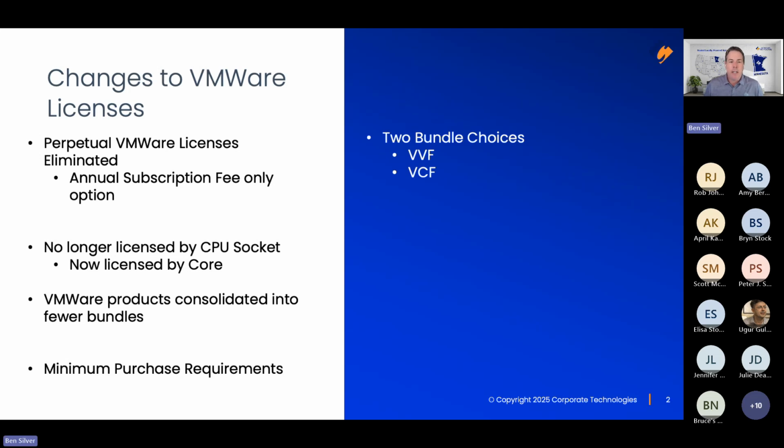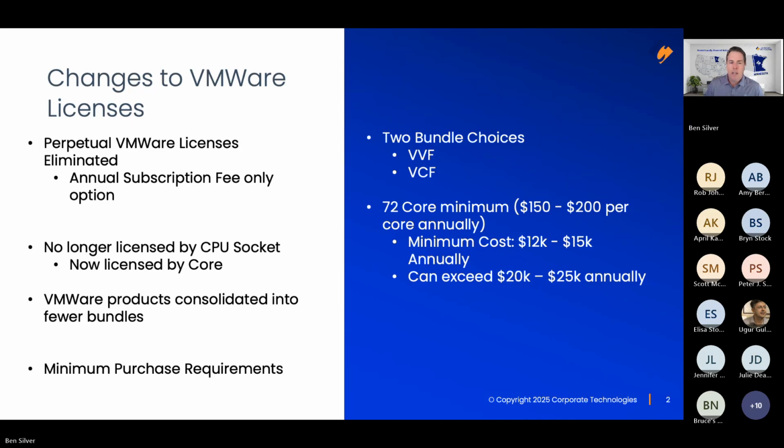To go into a little more detail on that, the 2 bundles that you'll see from VMware this year are called VVF and VCF, depending on the licensing that is needed and the infrastructure it's being used on. They're now going to require a 72 core minimum, at an average of $150 to $200 per core annually. So from a budgeting standpoint, the minimum cost is going to be about $12,000 to $15,000 a year for using VMware. But for a lot of our customers, it's quickly exceeding $20,000 to $25,000 annually.